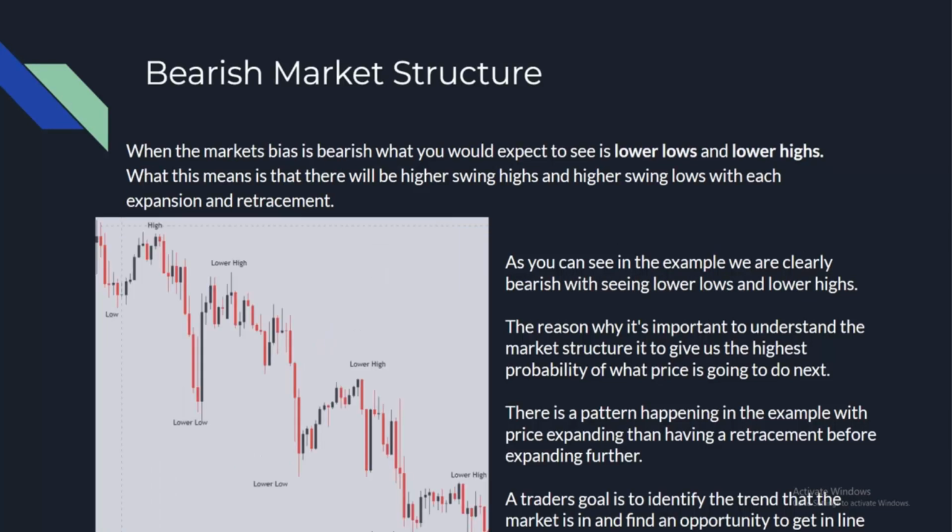And this is the bearish market structure, and it's just the opposite. So when the market bias is bearish, what you would expect to see is lower lows and lower highs. And what this means is that there will be lower swing highs and lower swing lows with each expansion and retracement. So by now you know what an expansion and retracement is.